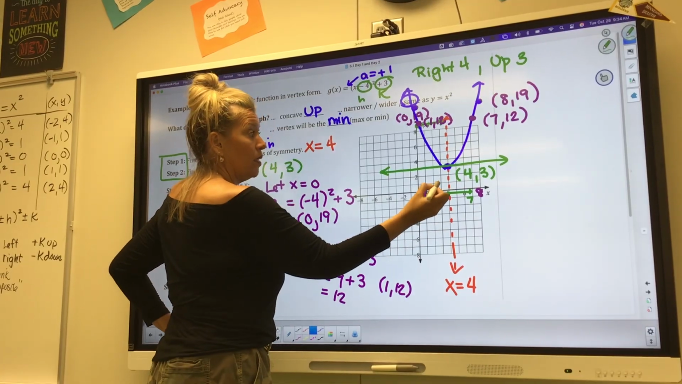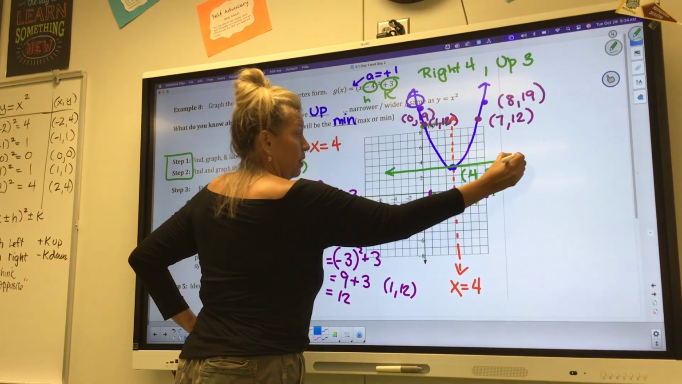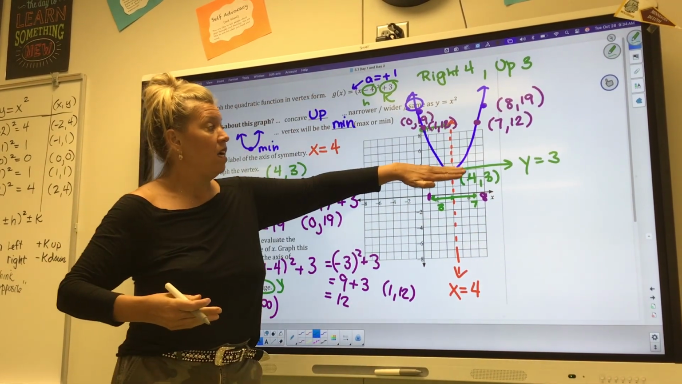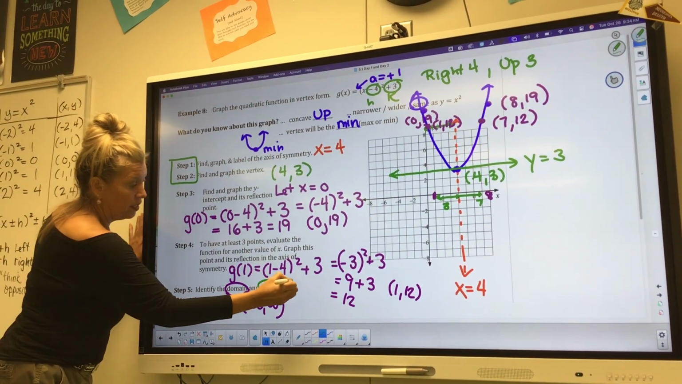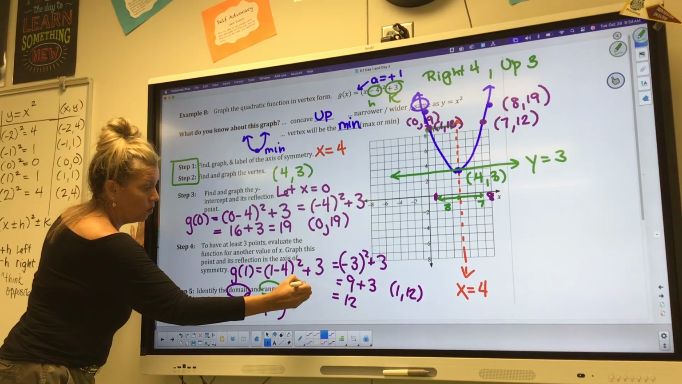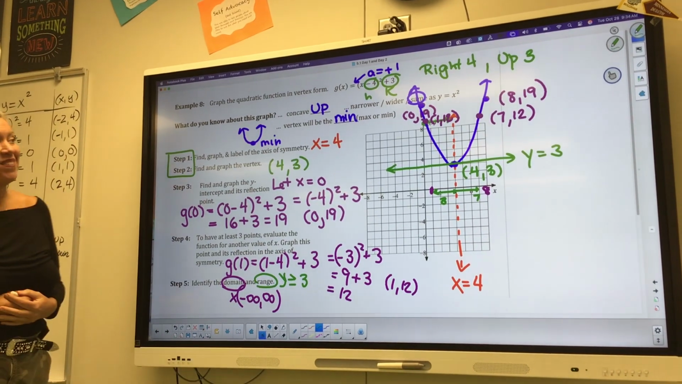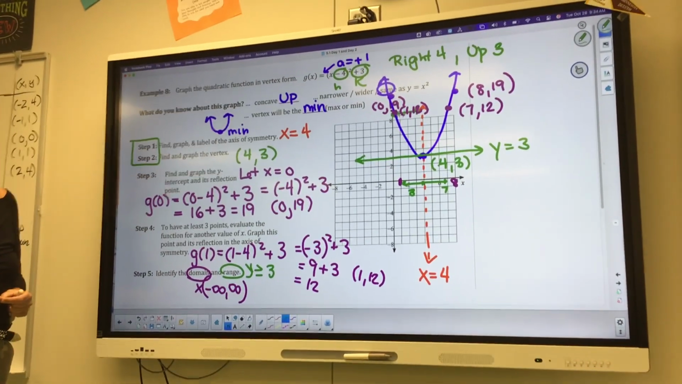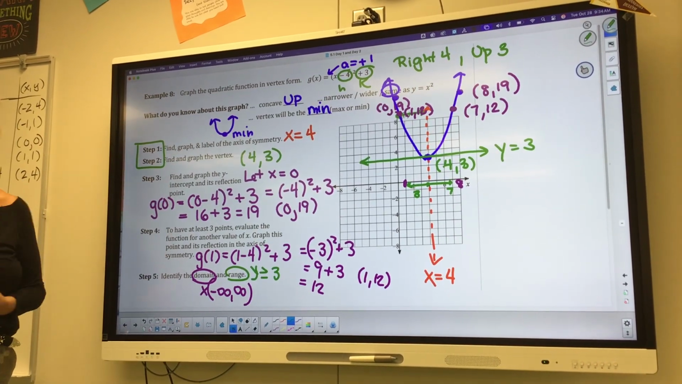So what's the lowest y? Here's my x, there's my y. This is the lowest at 3. So it's everything from 3 and higher. So how we do the range is y is greater than or equal to 3. So that's how you can graph a parabola in vertex form by finding all the important pieces.